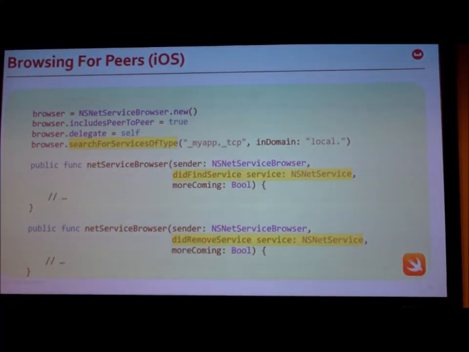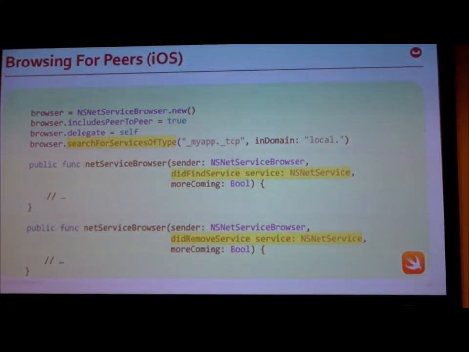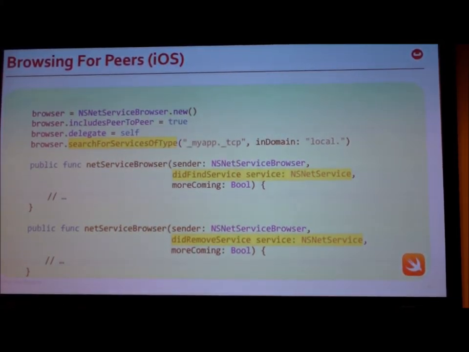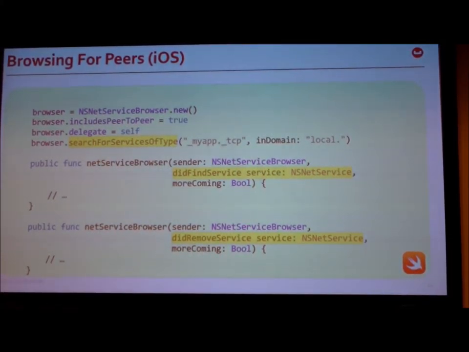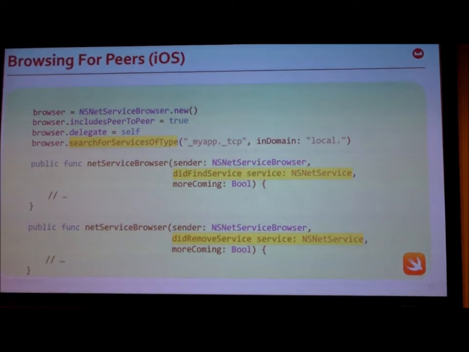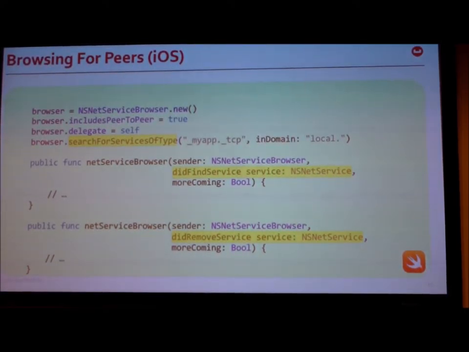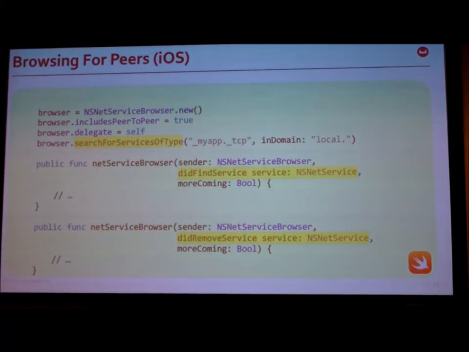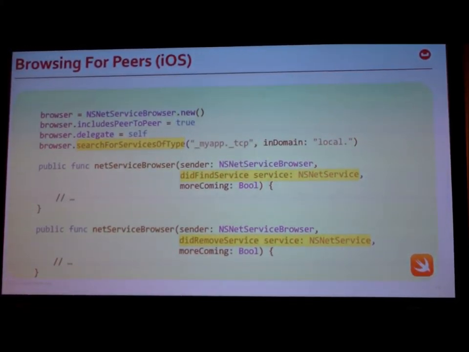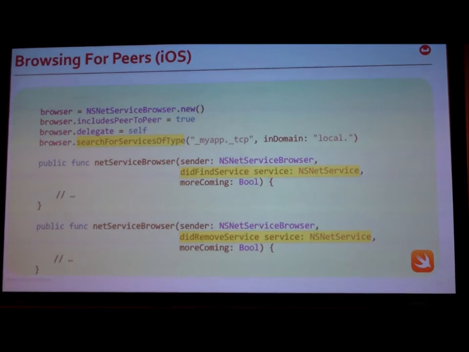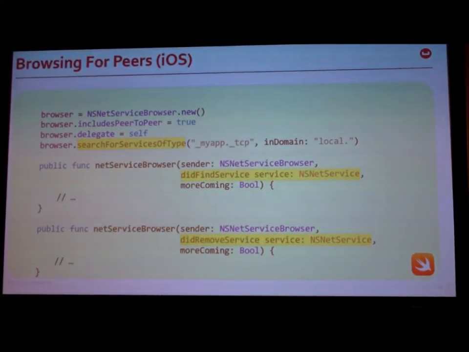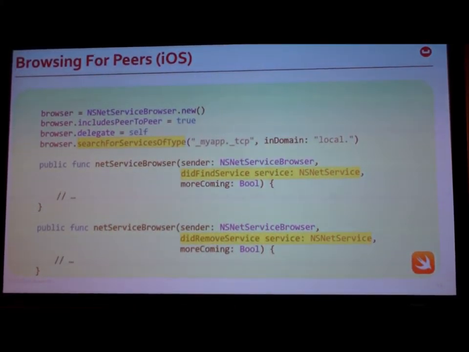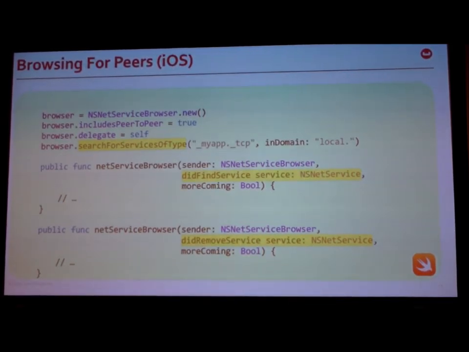All right, and then browsing for peers. So we talked about advertising, now we're talking about browsing. So I want to search for services, and the type that's listed here is the same type that I already own, right? So I'm an app, myapp.tcp, and then we're going to use the domain with local. And then I have two functions that are really important to this, which is the net service browser didFind service and then didRemove service.